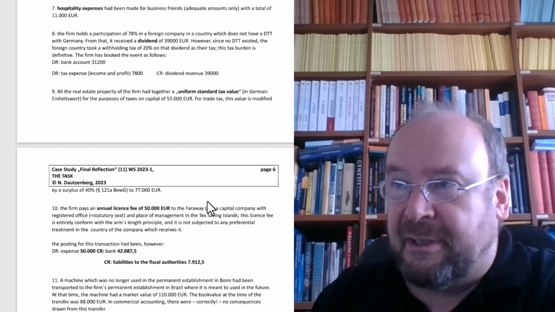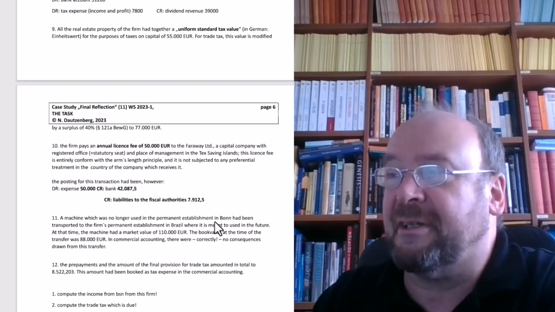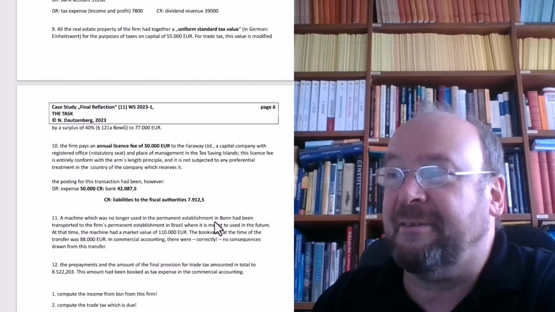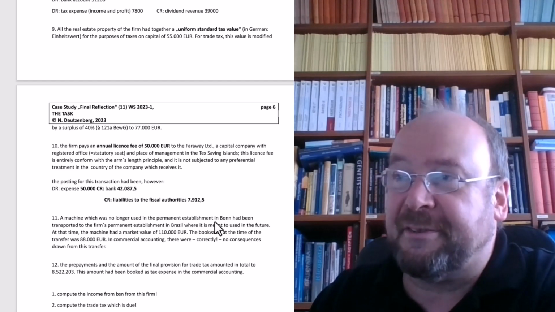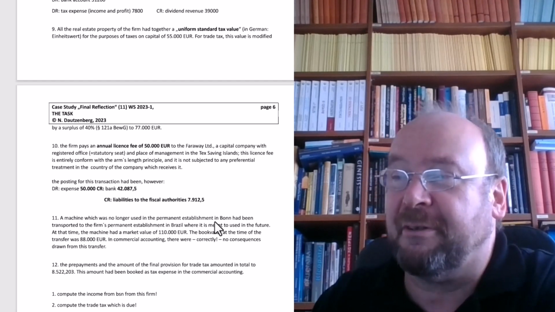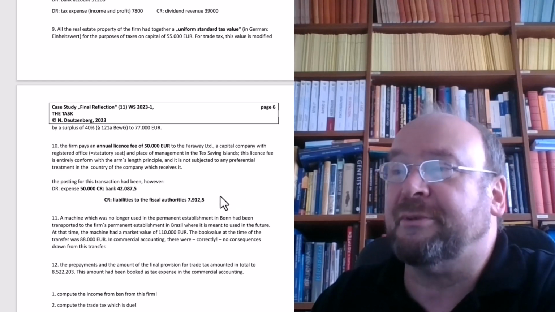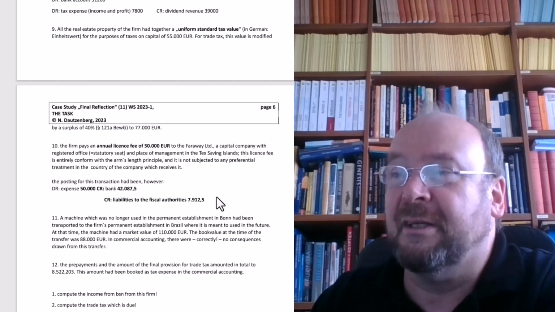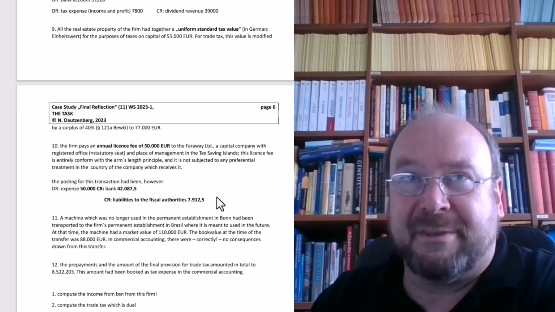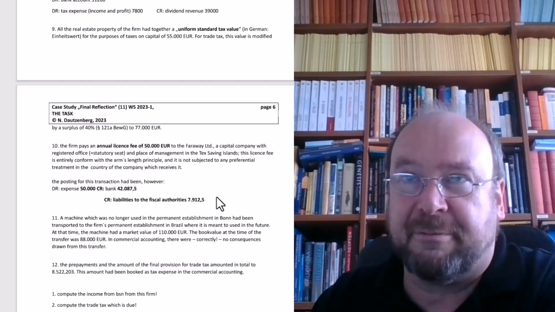Furthermore, our sole trader here pays an annual license fee of 50,000 to the Faraway Limited, a company which has registered office and place of management in the tax-saving islands. This license fee is entirely conform with the arm's length principle. It's not subjected to any preferential treatment in the country of the company which gets it, and the posting for this transaction had been expense 50,000, credit record bank 42,087.50, and liabilities to fiscal authorities 7,912.50.